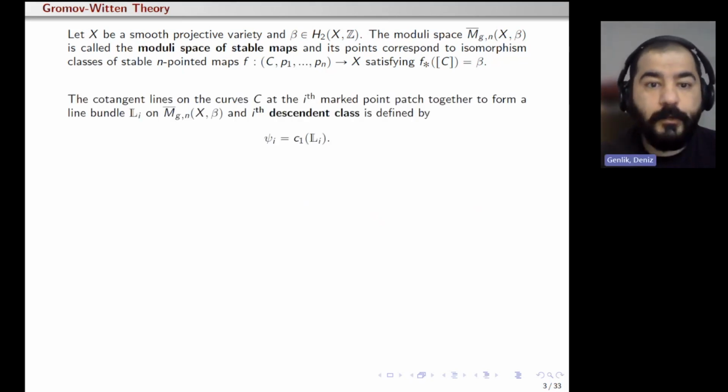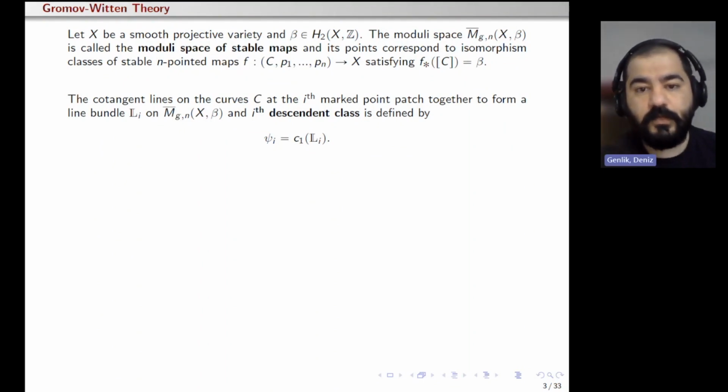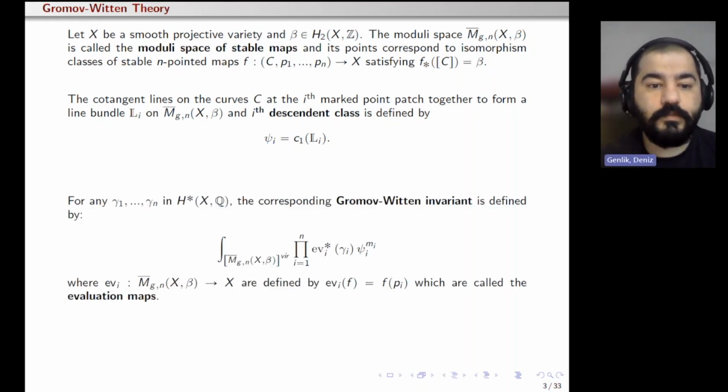On this moduli space, if you take a map and look at the cotangent space of C at the ith marked point, they patch together nicely and form a line bundle. If you take the first Chern class of this line bundle, you define these descendant classes. The Gromov-Witten invariant for given n many cohomology classes is defined by this integral. These are virtual intersection numbers.